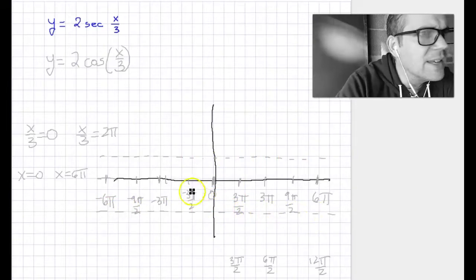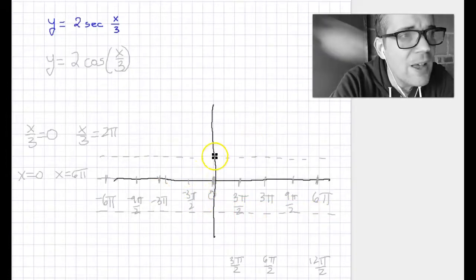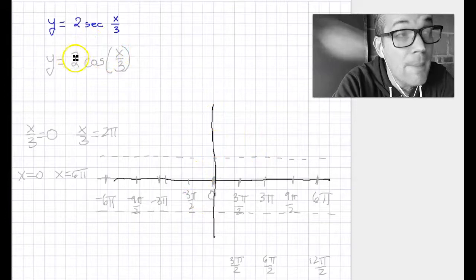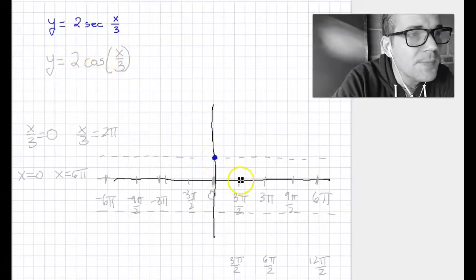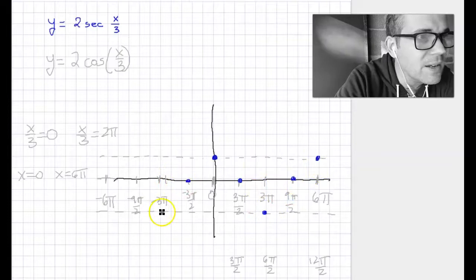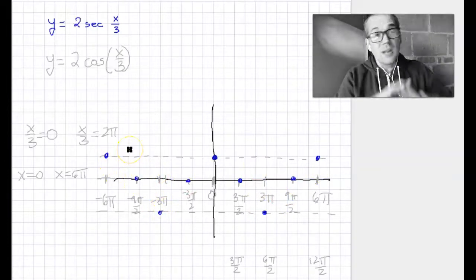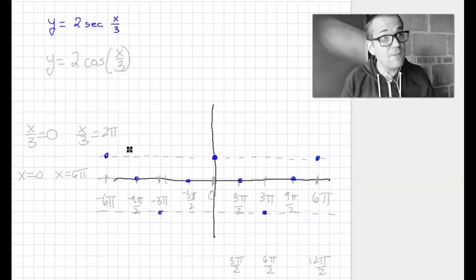Now the next thing is, for a cosine, we know it starts at its maximum value. In this case, that maximum value will be 2 times 1. So it starts up here at 2, then it's 0, then it's down here at -2, then it's 0, back up here, and this side does the same pattern. So now I'm not going to connect those dots right now.